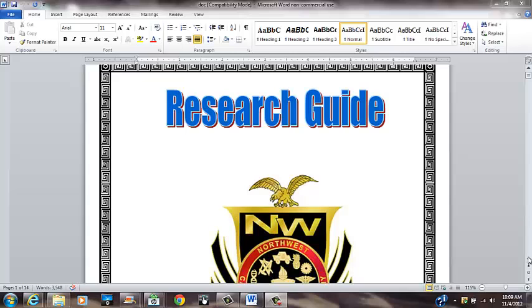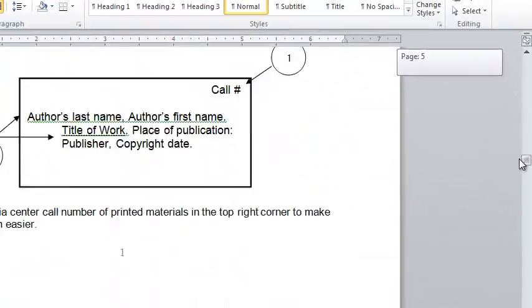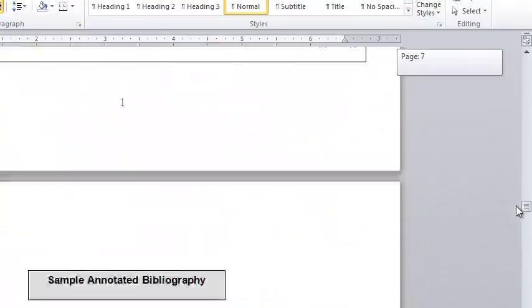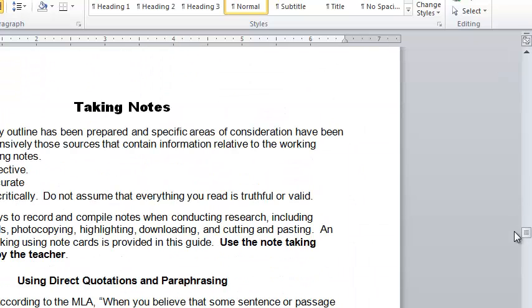So I'm going to use the research guide that you all have, and I'm going to scroll down to page 9. Go to the section called Taking Notes.